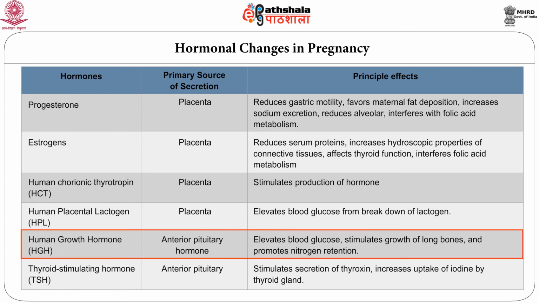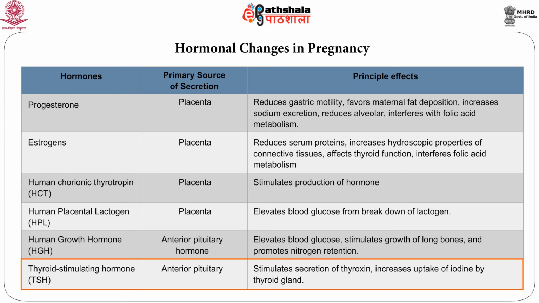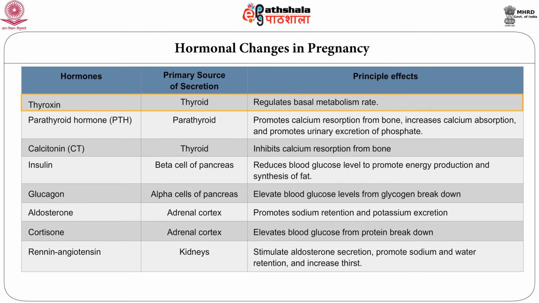The human growth hormone, HGH, which is secreted in anterior pituitary, elevates blood glucose, stimulates growth of long bones and promotes nitrogen retention. The TSH, thyroid stimulating hormone, which is secreted in anterior pituitary, stimulates secretion of thyroxine, increases uptake of iodine by thyroid gland. And the next one, the thyroxine, which is secreted in thyroid, regulates basal metabolic rate.